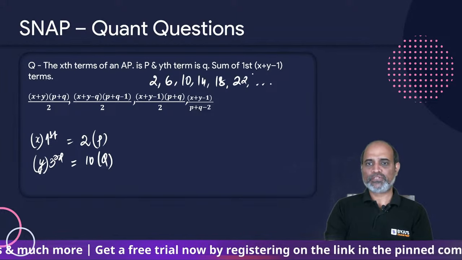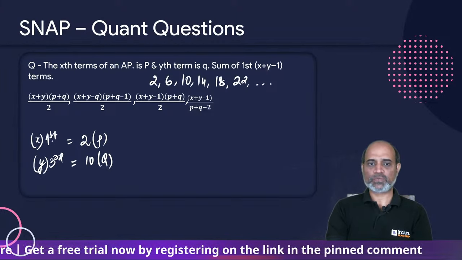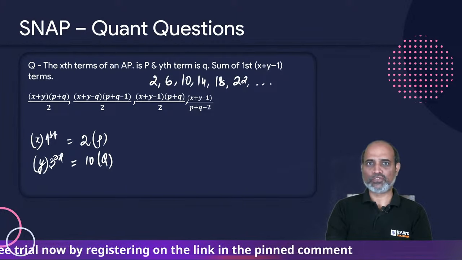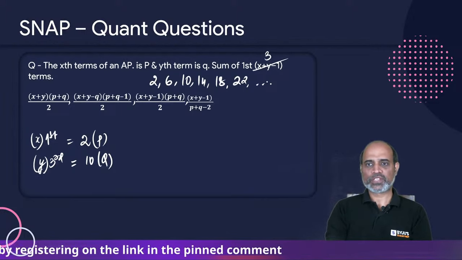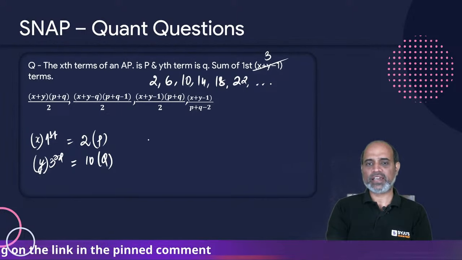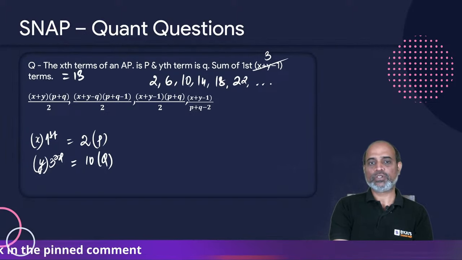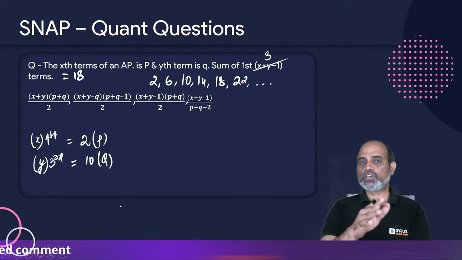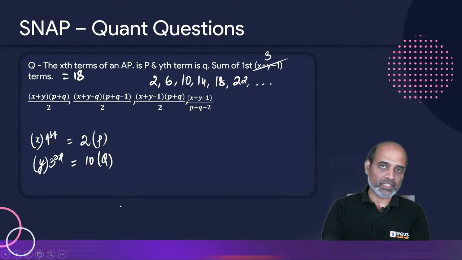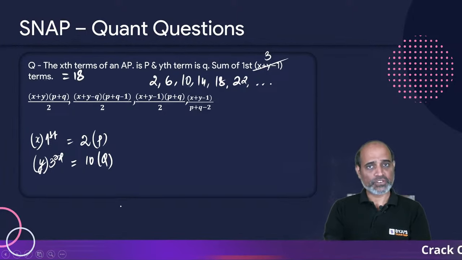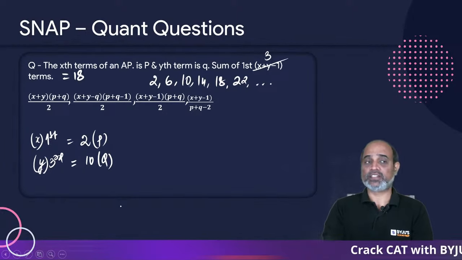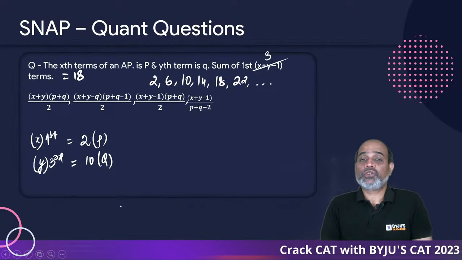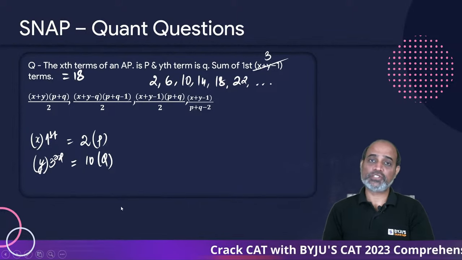The sum of the first x plus y minus y terms: 1 plus 3, 4, 4 minus 1. What is the sum of the first 3 terms? 18. So I need the answer to be 18. Put these values of x, y, p, q in the options and see where 18 comes from, right? We generalized it, and if it's a fact, it should work on all APs. Why not the one that we just assumed?